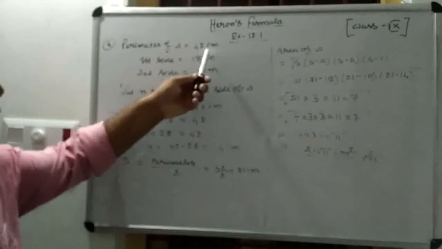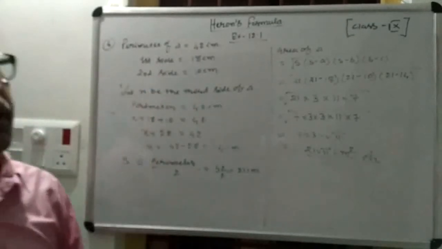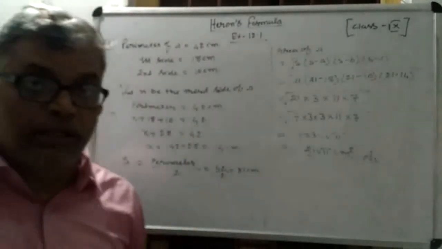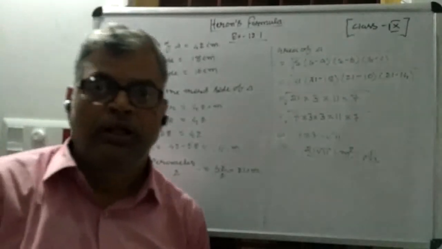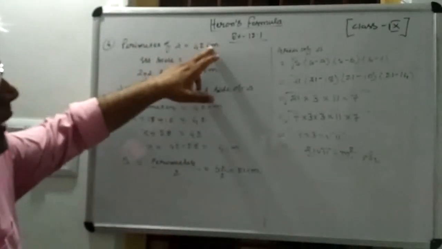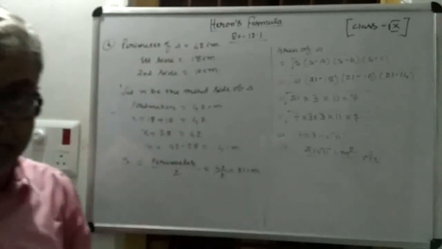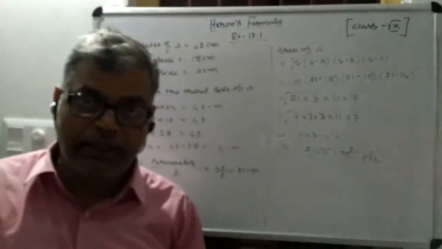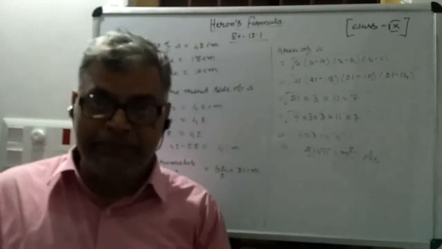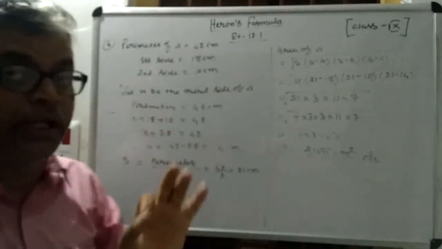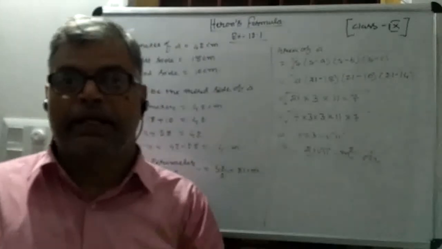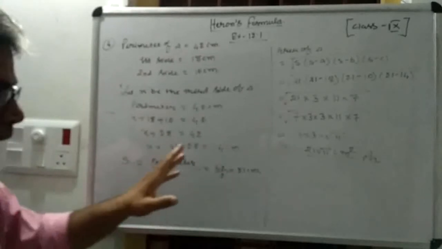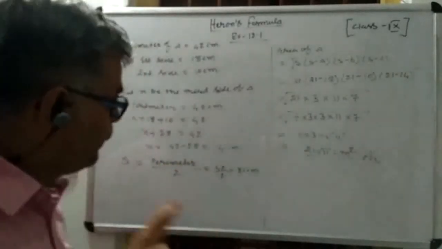whose perimeter was 42 centimeter and two sides are given as well. So in this way, children, you can solve this type of sum. When the perimeter of the triangle is given and two sides of the triangle are given, then first you need to calculate the third side by applying the formula for the perimeter of a triangle. As you know, the perimeter of a triangle is the sum of all three sides.